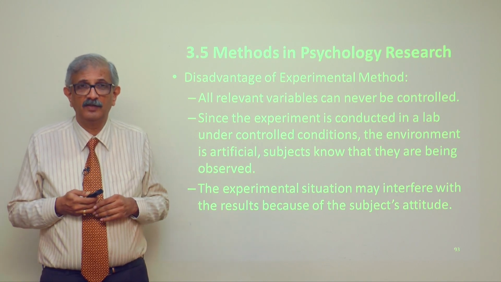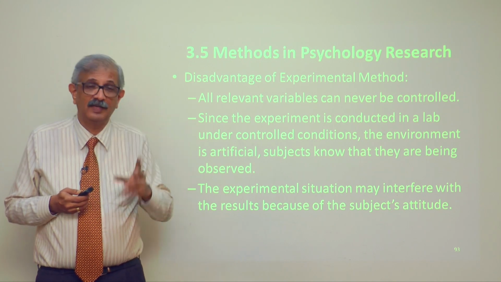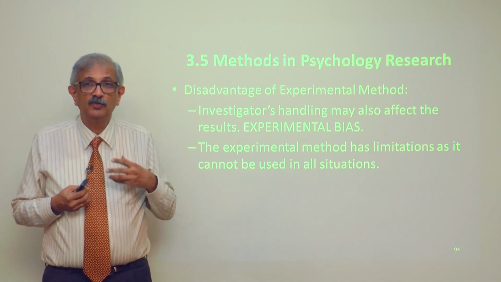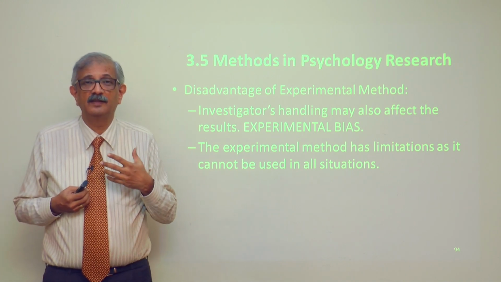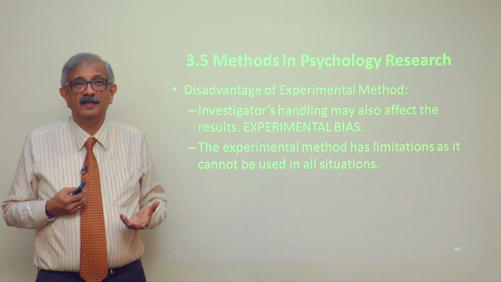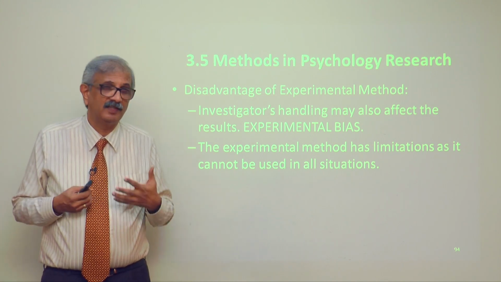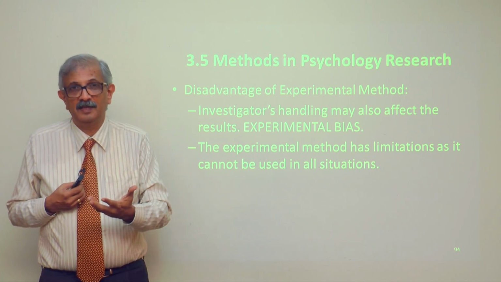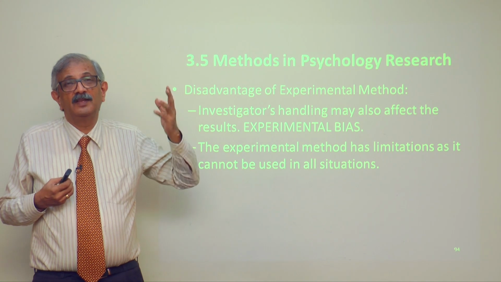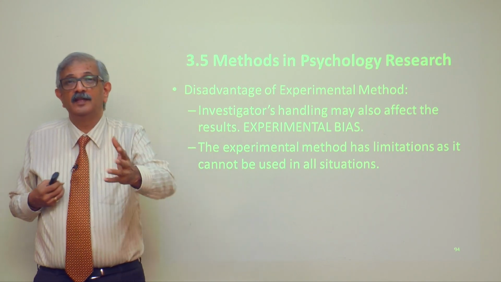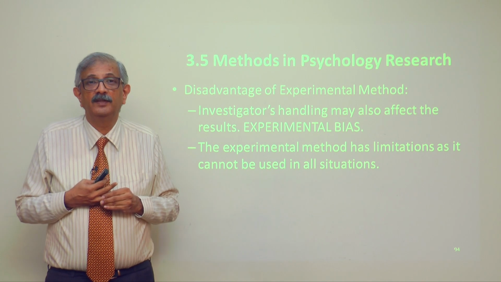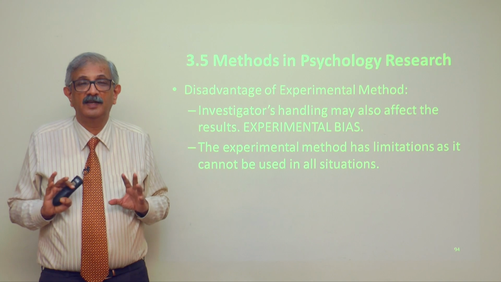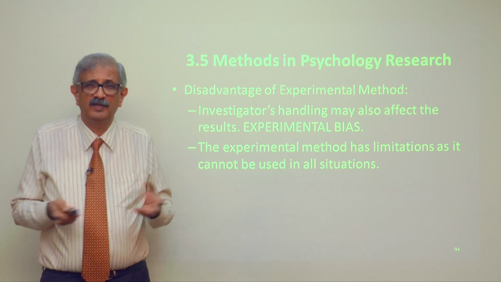So these are the disadvantages of a lab or an experimental method under psychology research. Investigators' handling may also affect. The persons who are investigating may bring experiential bias. They have done a series of such experiments in the past. Instead of looking at it objectively, they may bring their bias into it, and something that they have observed in an earlier experiment, they may try to apply here and conclude. The experimental method has a limitation as it cannot be used in all situations. You cannot create a lab environment for all kinds of situations, so it has its own limitations.